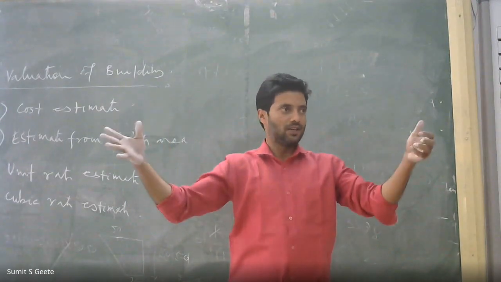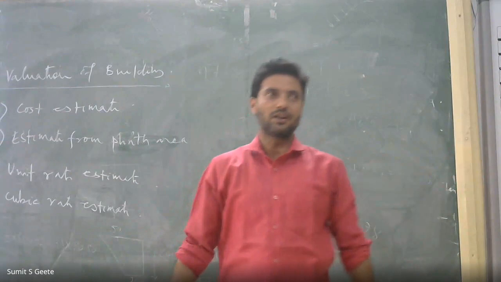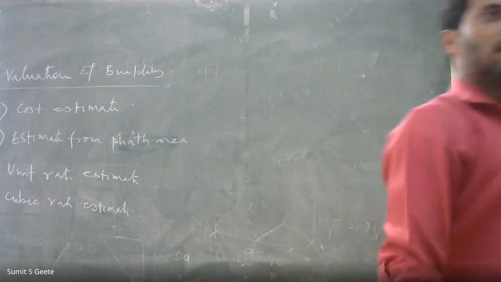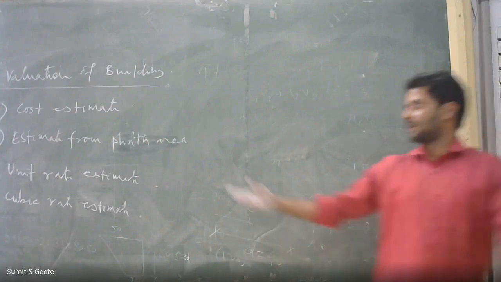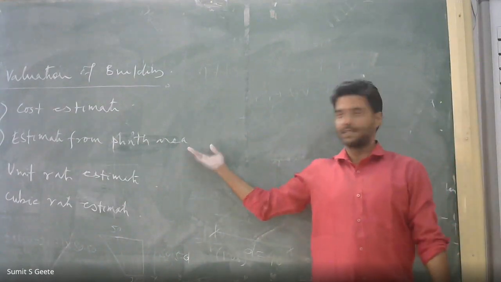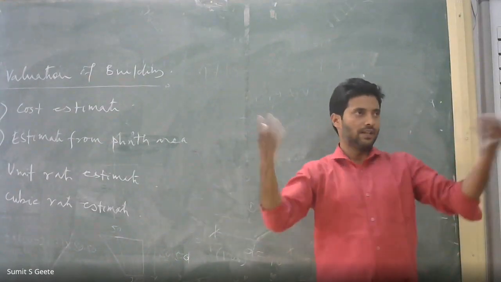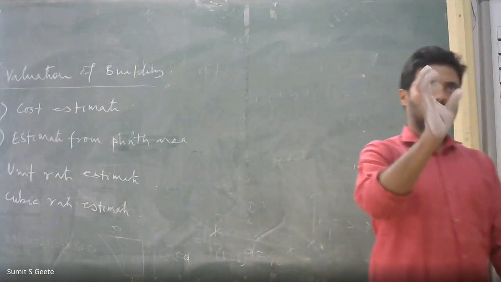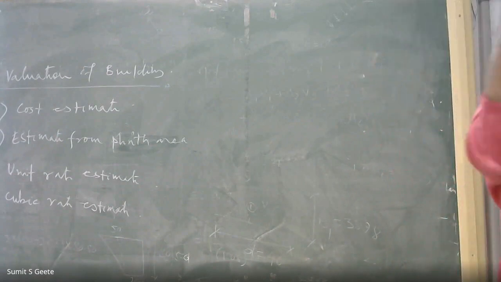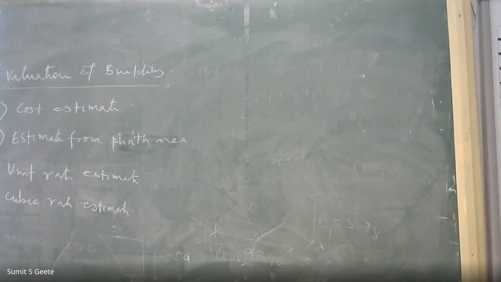Cost estimate means this is the detail estimate. You have the building with you, you have the drawings, and from those drawings you quantify the various items and then multiply by the rate. Estimate from land area, we already saw. Unit rate means we know the rate of construction, that's it. And the last one is cubic rate. In this case, instead of considering area only, we also consider the height of the building. So area into height becomes volume. Therefore, it is called cubic rate estimate.